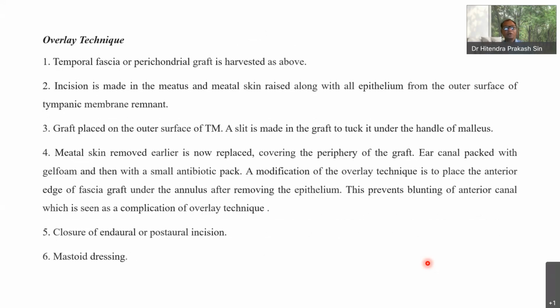We do make an incision in the meatus. We lift the meatal skin. We place the graft on the outer surface of the TM. A slit is made in the graft to tuck it under the handle of malleus. Then the meatal skin removed earlier is now replaced, covering the periphery of the graft. The ear canal is packed with gel foam. So we do it over the perforation margins.